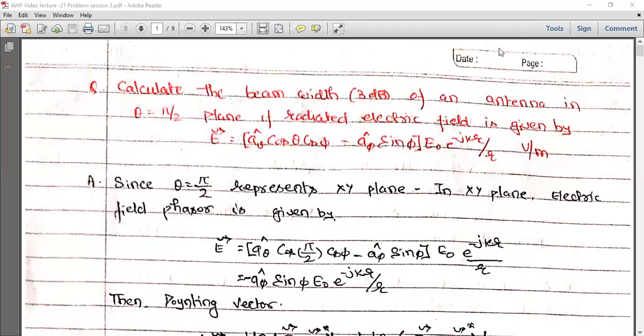So the first question is to calculate the beam width or 3 dB beam width of an antenna in theta equals to pi by 2 plane if radiated electric field is given by the expression as you can see on your screen. So before we start, first of all we should understand the question. The question says that we have to find the beam width. Now what is the meaning of beam width?